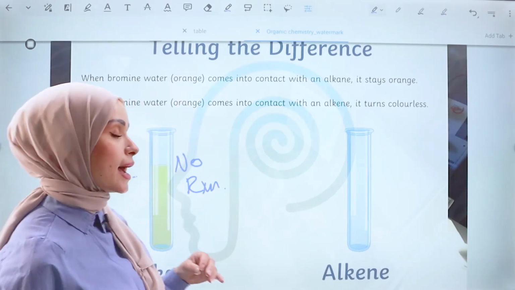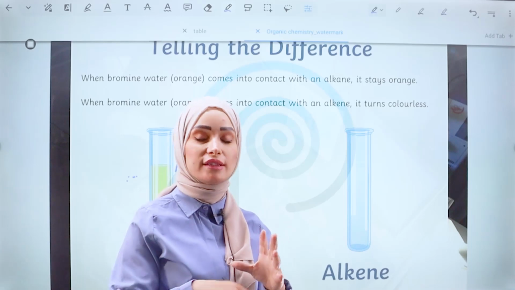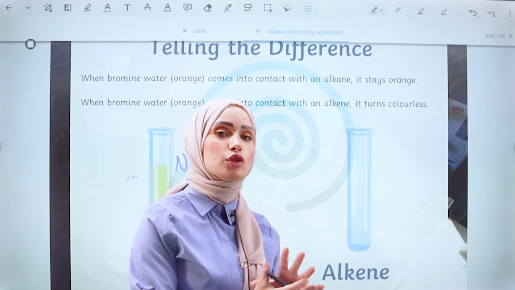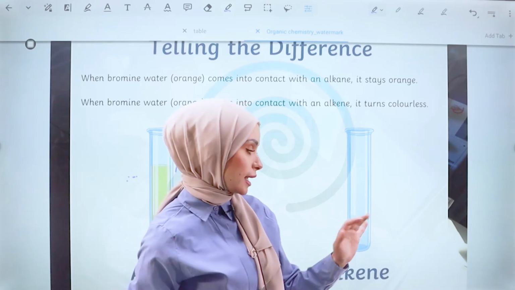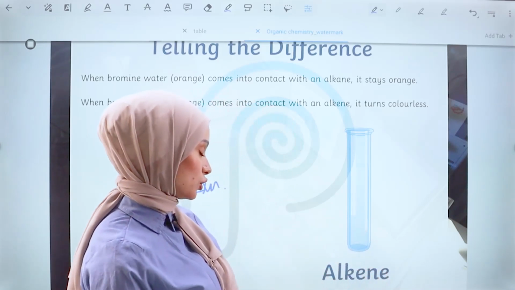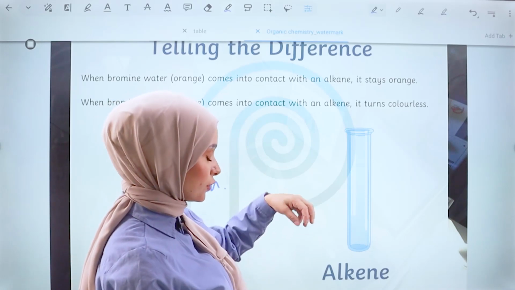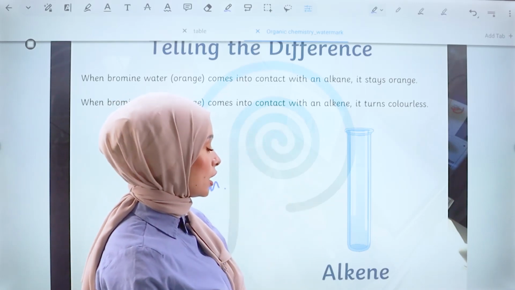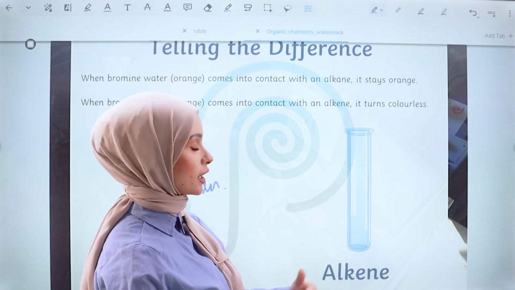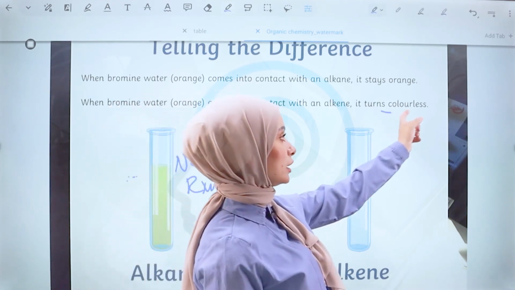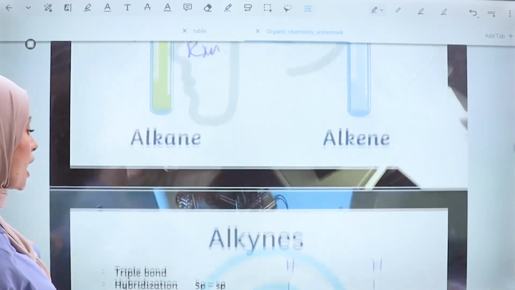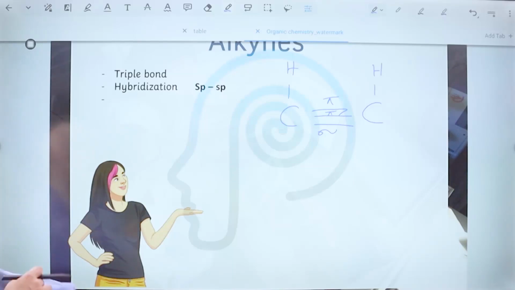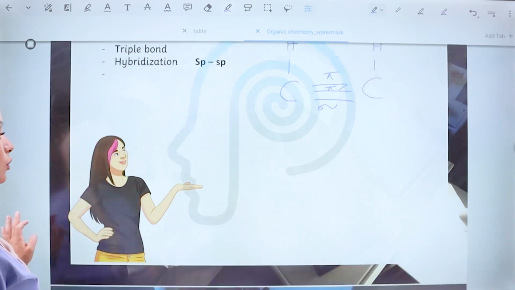For the alkene, as it has a double bond, it is unsaturated, and it likes to react very much. It reacts with the bromine by addition reaction. We remove the double bond and we add the bromine, Br2. We are going to explain this. So it turns colorless. When we see it is colorless, it means there is an alkene. And then we explain the alkynes. As we said before, it has a triple bond, teacher. The first one is sigma, the other two are pi.